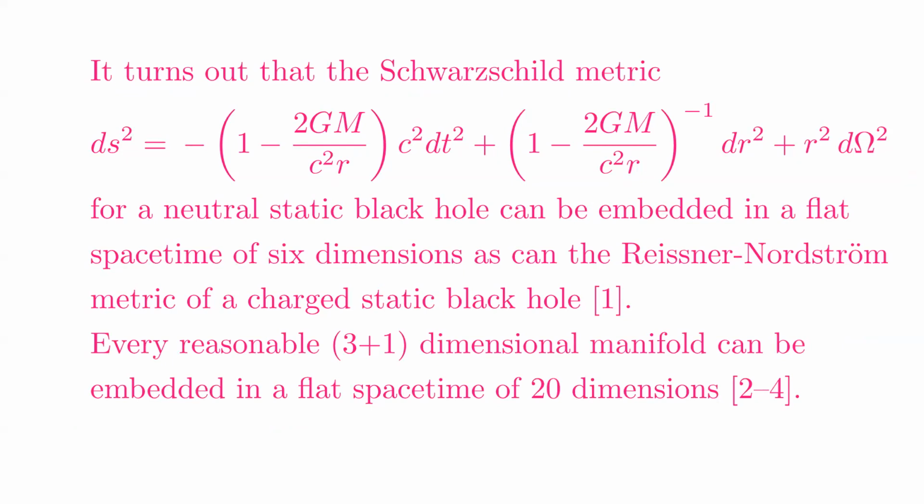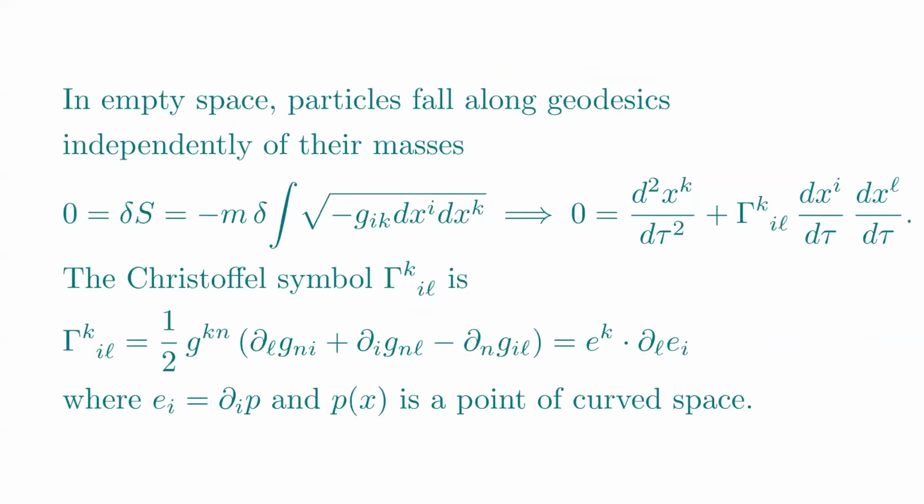Turns out the Schwarzschild metric for a neutral static black hole can be embedded in a flat space-time of 6 dimensions, as can the metric of a charged static black hole. Every reasonable 3+1 dimensional manifold could be embedded in a flat space-time of 20 dimensions, and I think you only need one time. In empty space, particles fall along geodesics independently of masses.